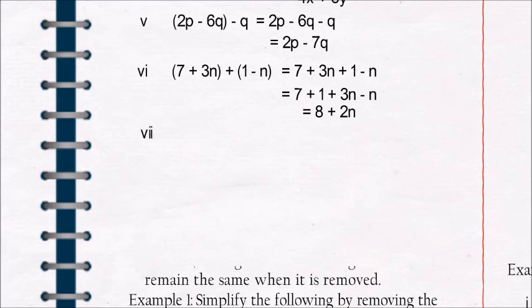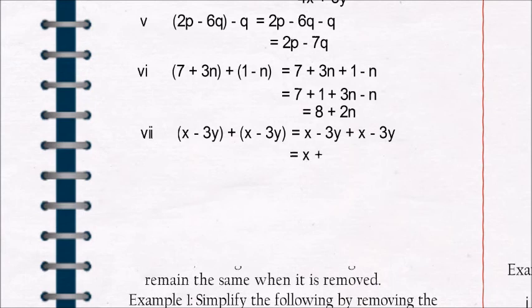And in number 7, we have open bracket x minus 3y close bracket plus open bracket x minus 3y close bracket. Now if we remove the bracket directly, we have x minus 3y plus x minus 3y. So when we collect all the terms in x together, we have x plus x, and all the terms in y, we have minus 3y minus 3y. X plus x will give us 2x, then minus 3y minus 3y. It's the same way to say minus 3 minus 3. That will leave us with minus 6y. So in the end, we have 2x minus 6y.